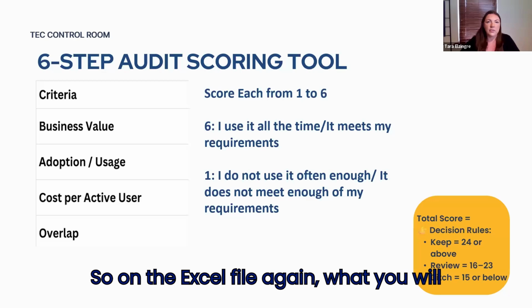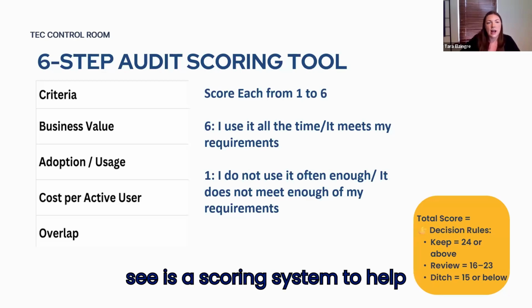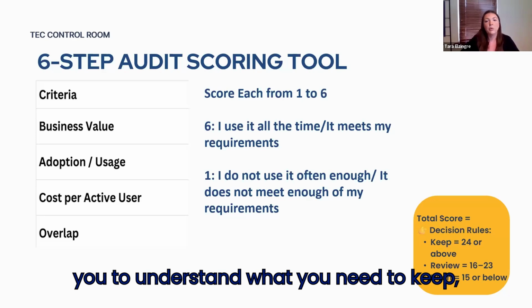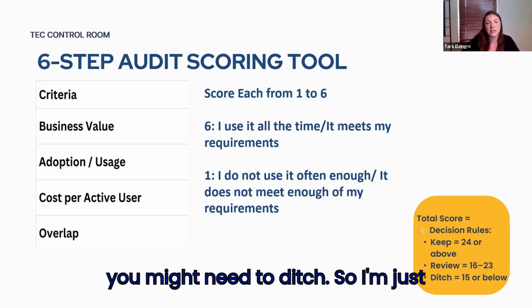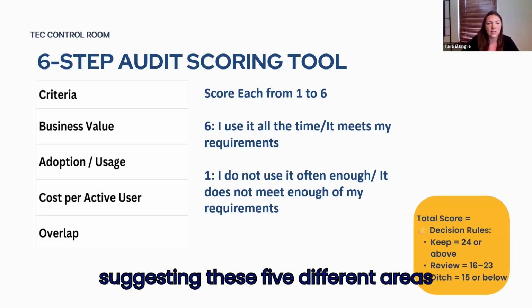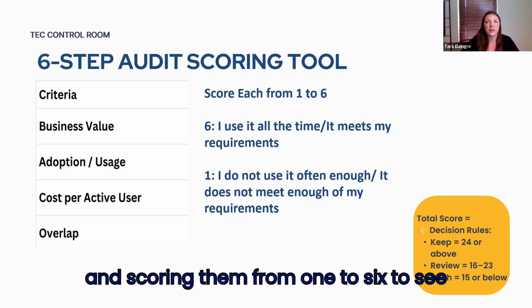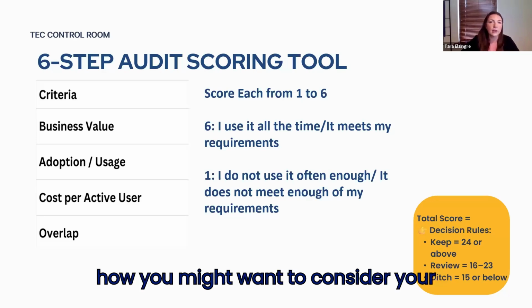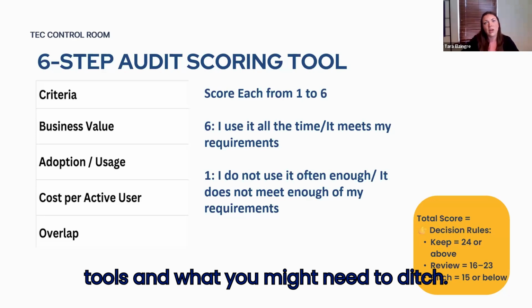So on the Excel file again, what you will see is a scoring system to help you understand what you need to keep, what you might need to review, and what you might need to ditch. I'm just suggesting these 5 different areas and scoring them from 1 to 6 to see how you might want to consider your tools and what you might need to ditch.